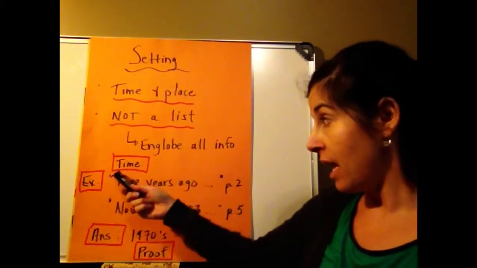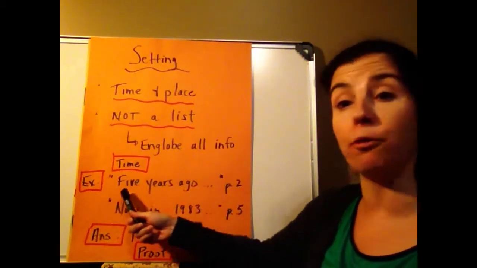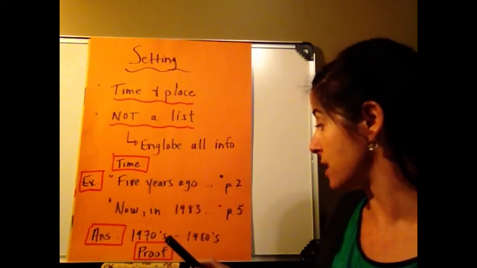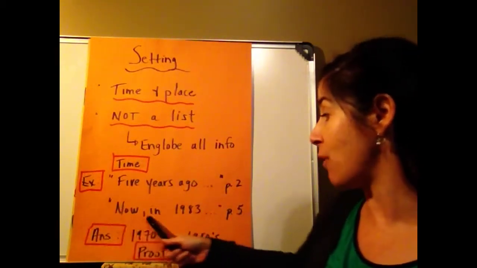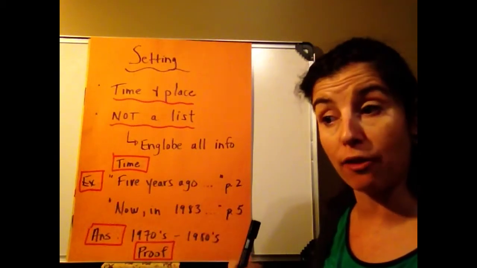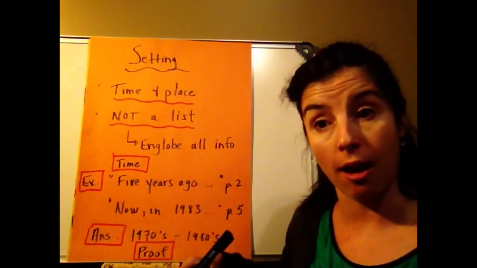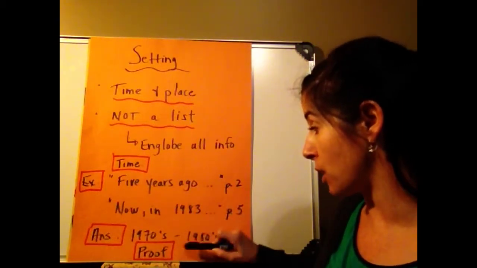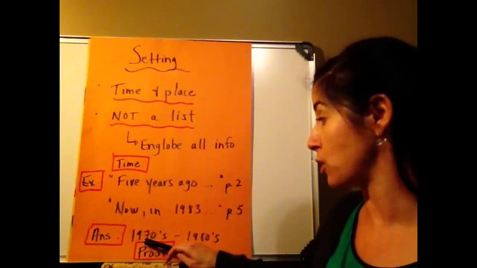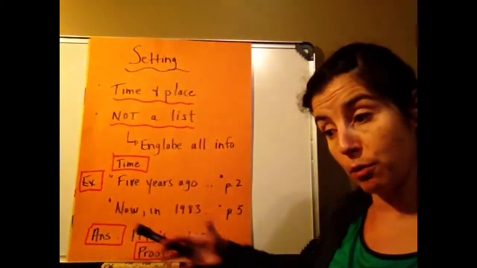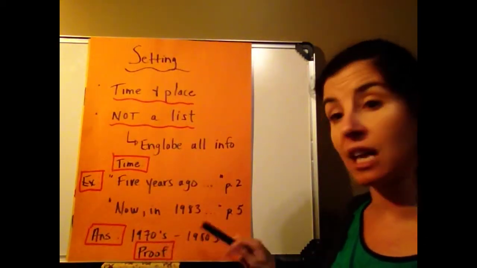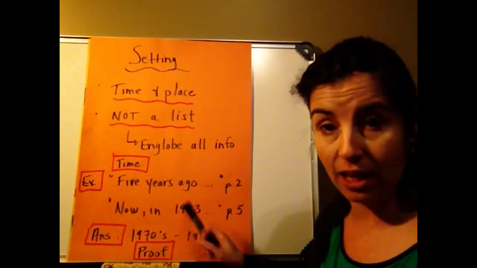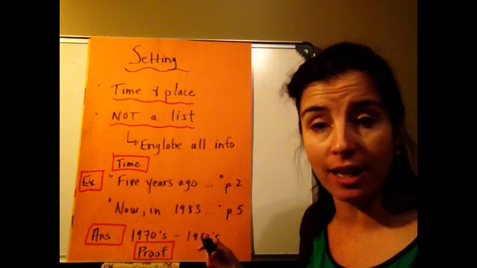For example, if the time of the story begins on page 2, 5 years ago, and then the story goes on for several pages, and then when we get to page 5, it says now in 1983, and all of a sudden you have the shift to the present time, you would calculate 5 years ago to this time here, where the answer would be the story took place when. In general, if you bubble it all in, you would say it's the 1970s and the 1980s. I can prove this is true because on page 5, blank.